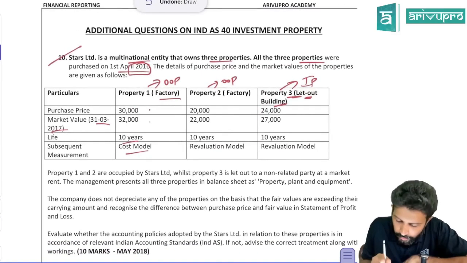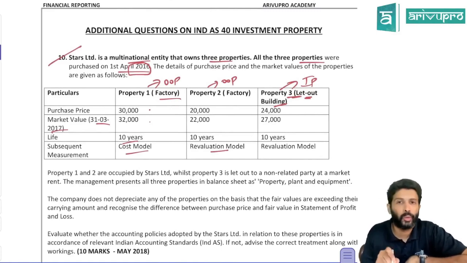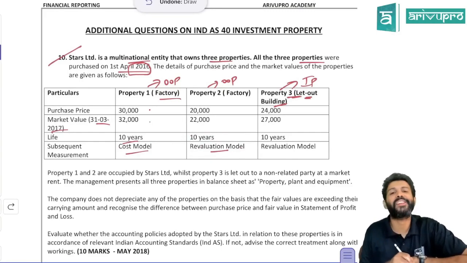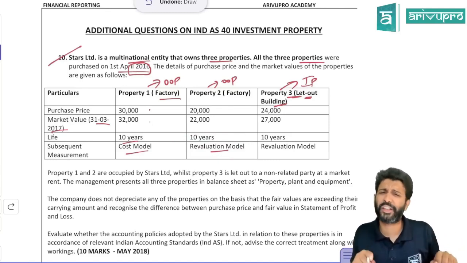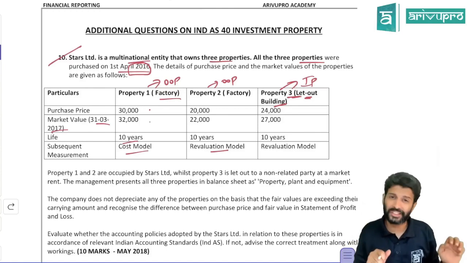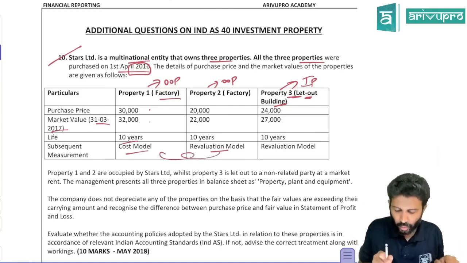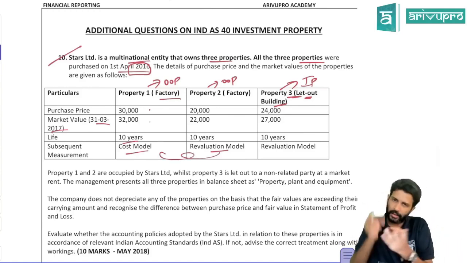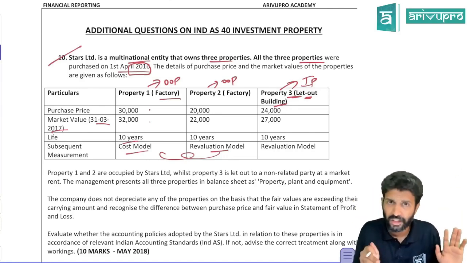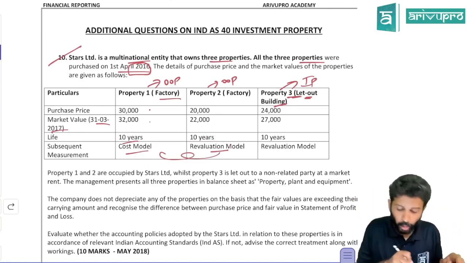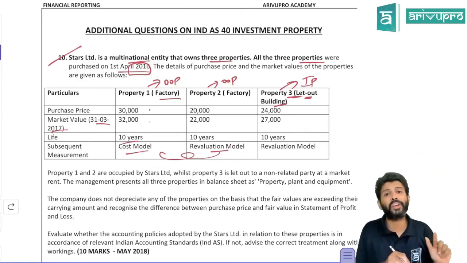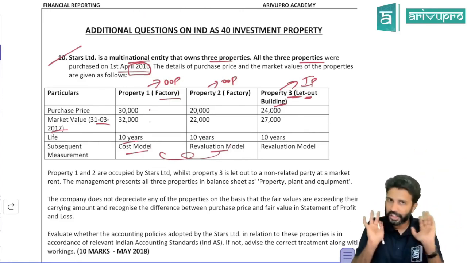For factory number 2, they followed the revaluation model. For one factory they're following the cost model, for the second factory the revaluation model. We know the rules of revaluation: if you want to follow the revaluation model, you have to follow it for the entire class of asset. Here, if they don't give any justification, in the exam always assume that both factories have similar nature and characteristics. That means can you follow different models for them? No. For both of them, either you follow the cost model, or for both of them you go for the revaluation model. You can't be partial to one among them.